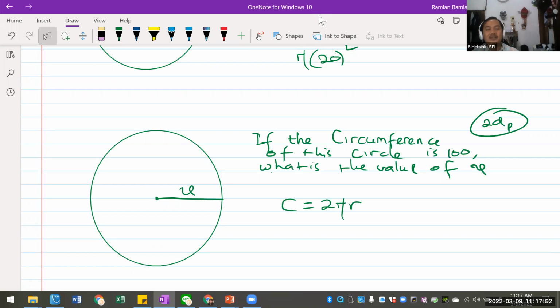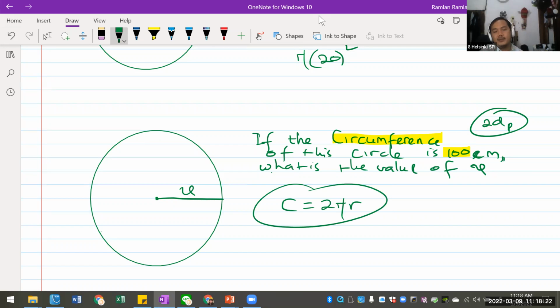Okay, so we have a circle and we have that x. You see the x is there. And the one that we know from the question is that the circumference is 100 centimeter. The question is, what is the value of x? Because we know that we have this formula for the circumference, we can just plug in those numbers and then find the value of x.